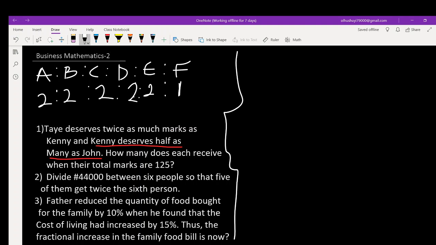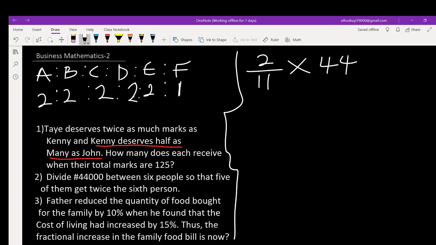So A to E will be getting 2, 2, 2, then the 6th person will get 1. So it means whatever they get doubles whatever the 6th person gets. Okay, we have to divide it. Of course, A to E, let's sum the ratios together. 2 plus 2, 4, plus 2, 6, plus 2, 8, plus 2, 10, plus 1, 11. So you have 2 upon 11. This is the amount A to E get. The first person to the 5th person get the same thing. Times what?